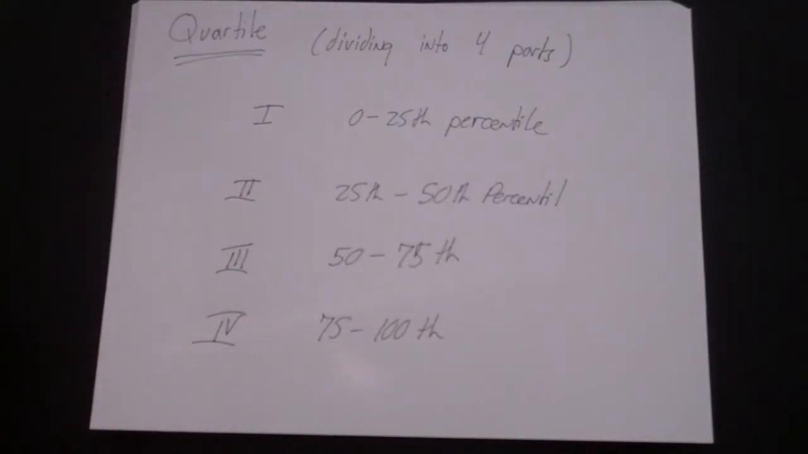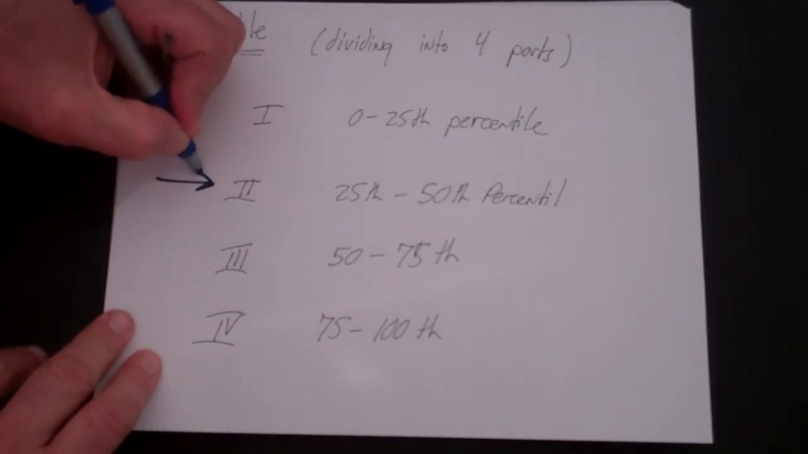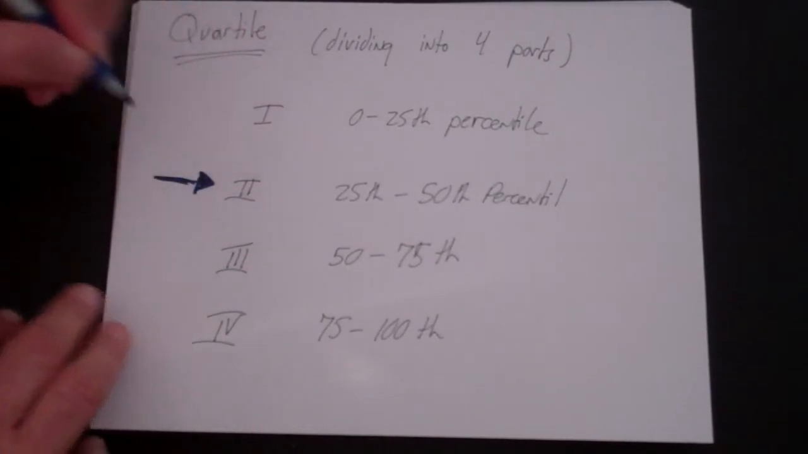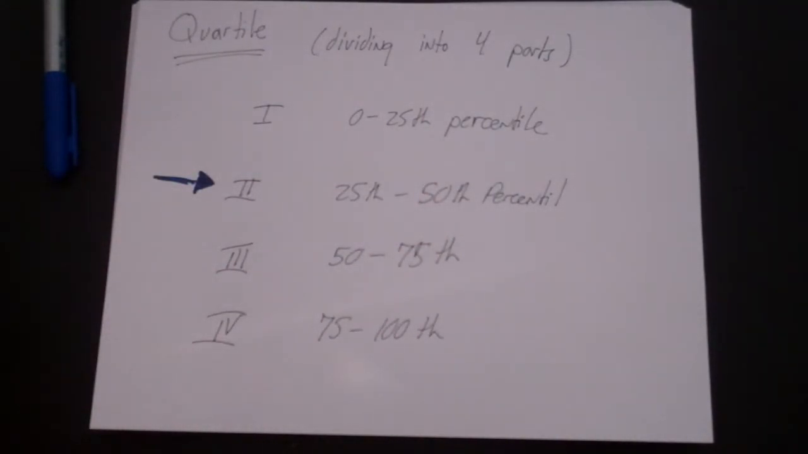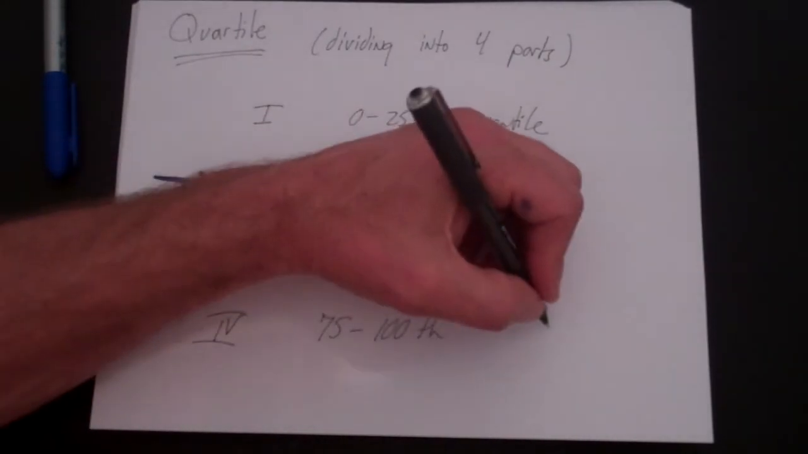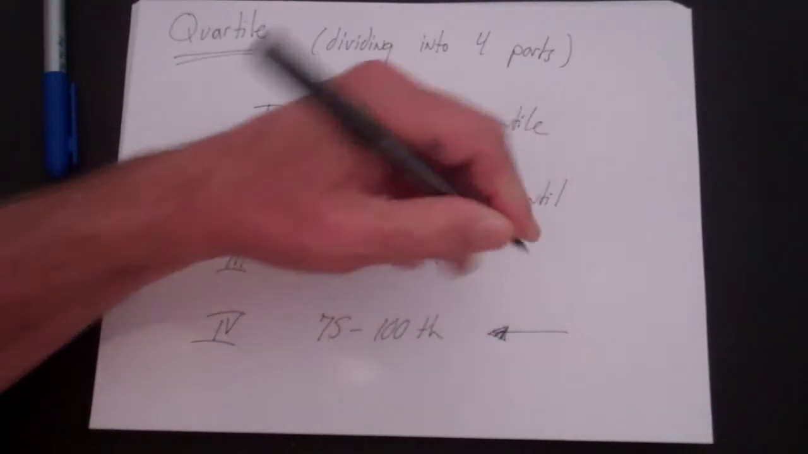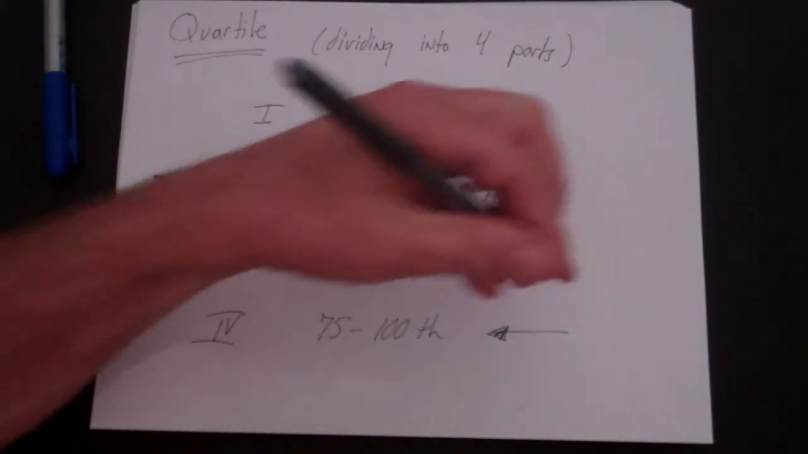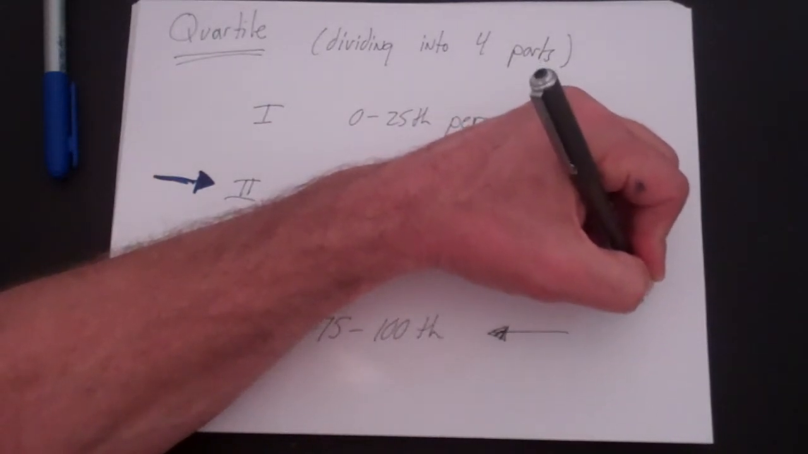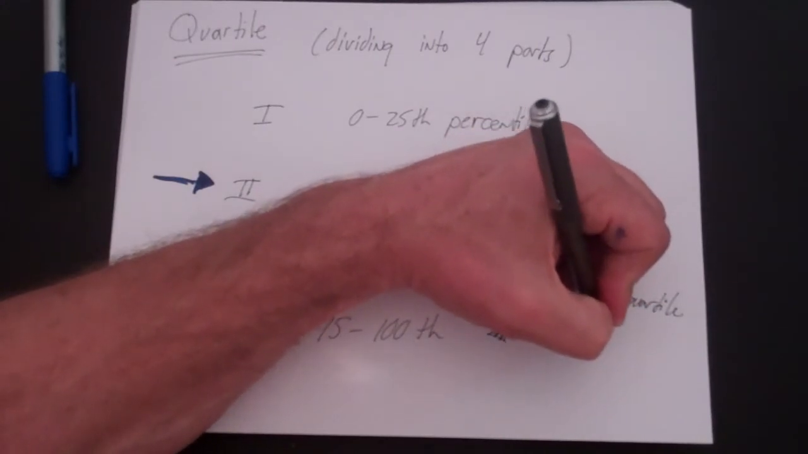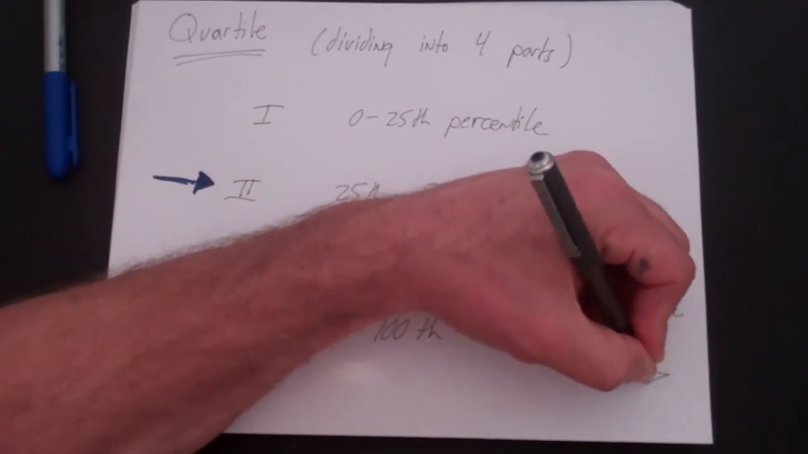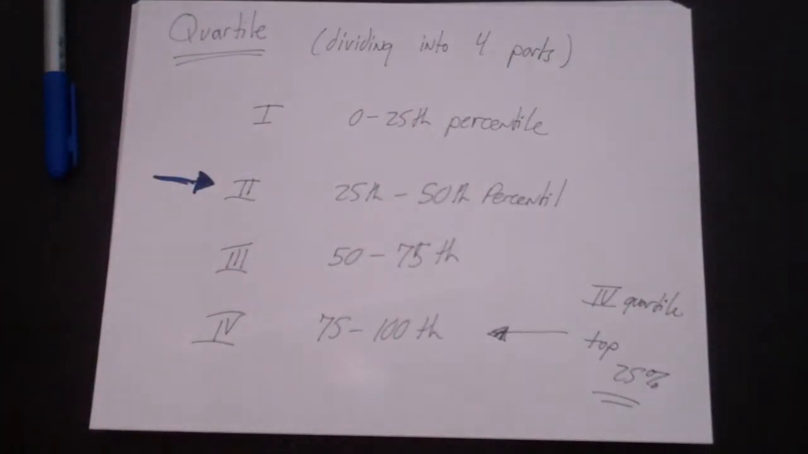To say that you're in the second quartile, for example, means that your percentile score is somewhere between the 25th and the 50th percentile. And similarly, if you were in the 4th quartile, that would mean you would be in the top 25%. Now, why would you use quartiles rather than percentiles?